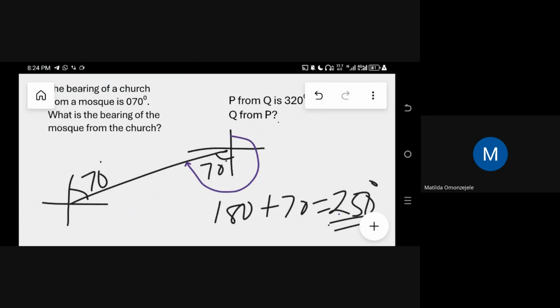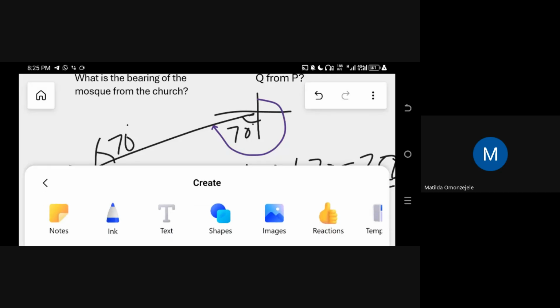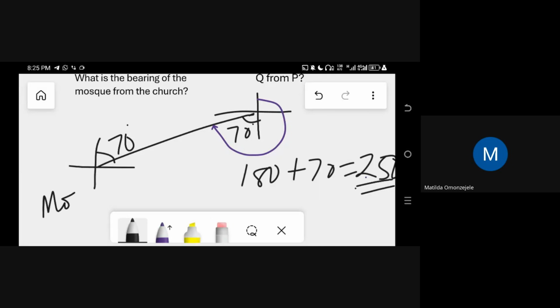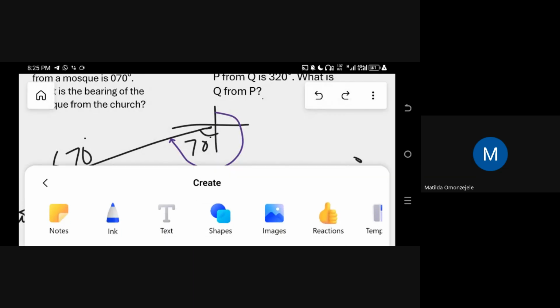Which is the mosque? Which is the church? The mosque is the one on the left hand side, and the church is the one on the right hand side. The place you wrote 180 plus is the church. Yes, very good. So the mosque is the one at the left hand side. That's because the question said from a mosque is 70 degrees. So your first 70 degrees you wrote is the mosque. So here we know that this would be the mosque, while at this other part, that's where we have the church.